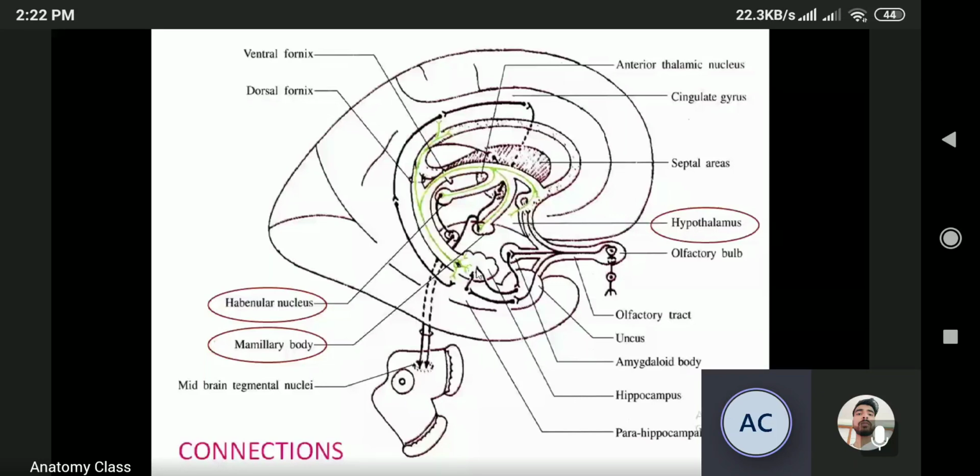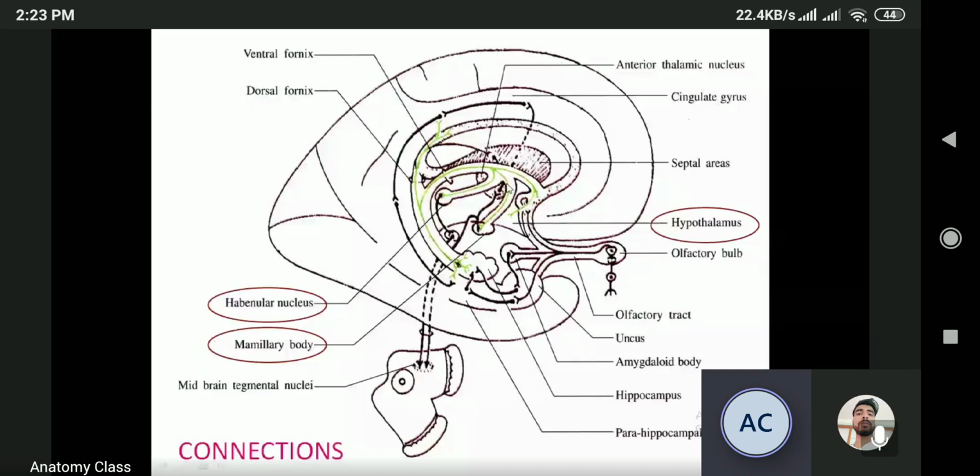Now, as we have talked about the pre- and post-commissural parts of the fornix, this is the body of the fornix, and finally the fornix divides into pre-commissural and post-commissural parts. This is the anterior commissure, so this is the pre-commissural fiber, this is the post-commissural fiber. The fibers of the post-commissural fornix originate from the subiculum of the hippocampus, right? From here, the subiculum of the hippocampus, these post-commissural fibers originate.